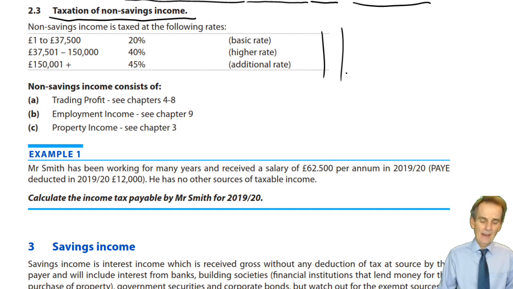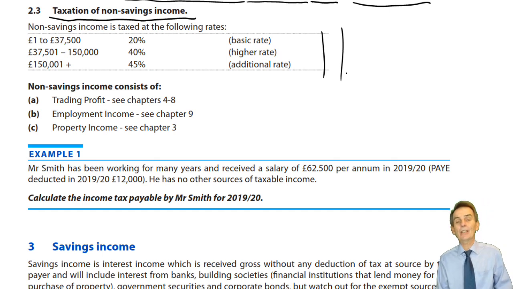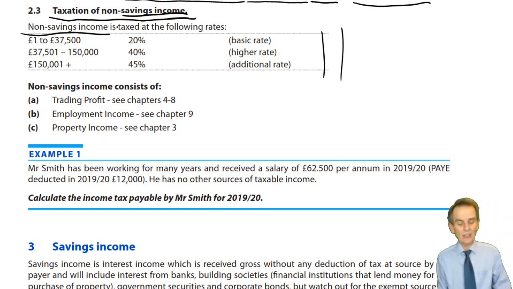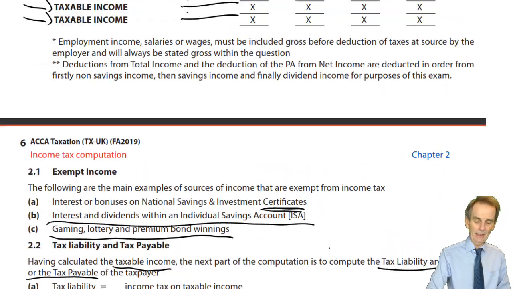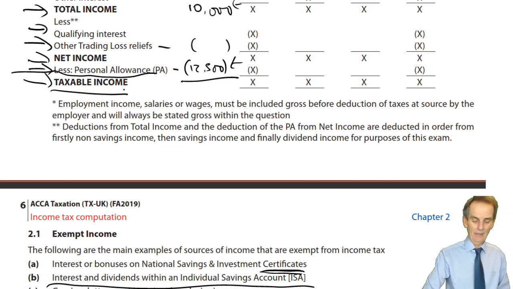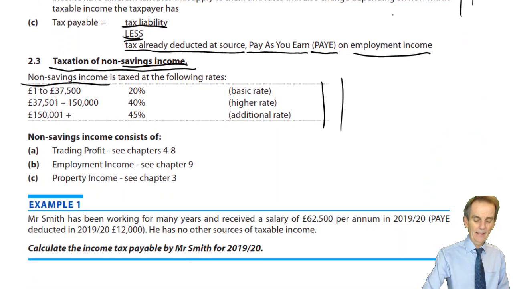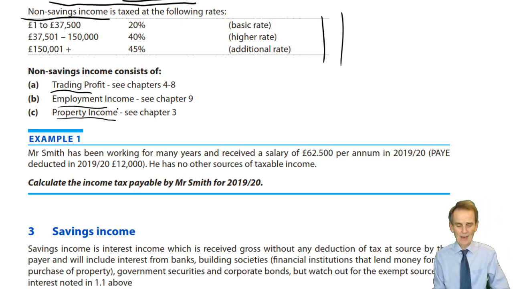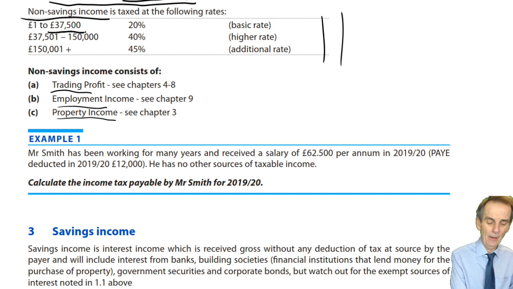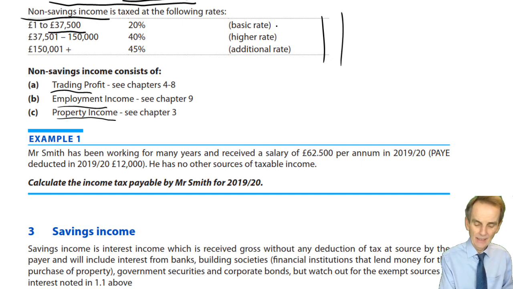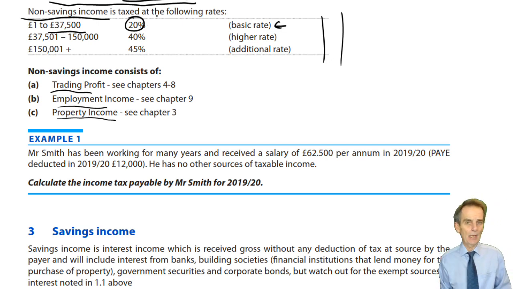So there we go. Now, this is looking at the taxation of our taxable income. So the non-savings income that we're talking about here, we are talking about the taxable income. Remember, the taxable income is after deducting the personal allowance. That gives us taxable income. So we're taxed on our taxable income. If we have non-savings, you know what it is: trading profit, employment income, and or property income, then we have a basic rate band of up to £37,500 worth of taxable non-savings income. It's what we call basic rate, and it's a 20% charge.